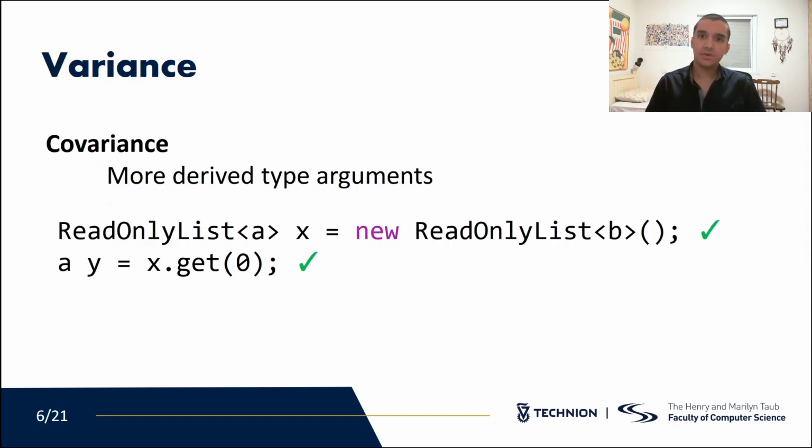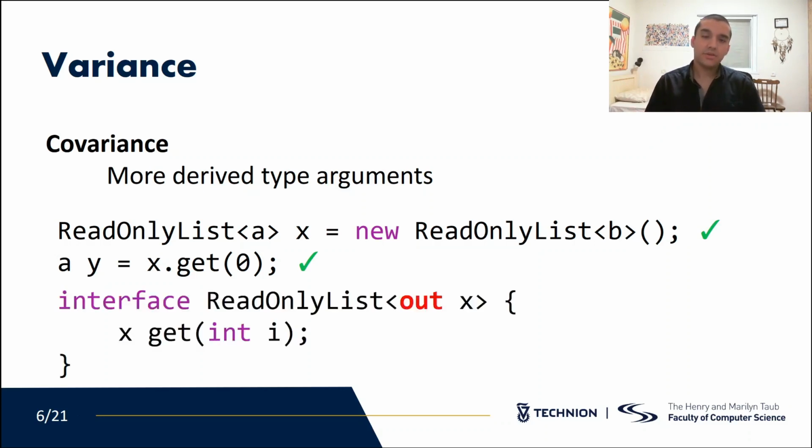Let's say that we do want to implement these covariant and contravariant behaviors. For example, if we can only read from the list, then a read-only list of B's is a read-only list of A's, because when we read a B from the list of B's, this B is also an A. To implement this behavior, we declare that the type parameter of the read-only list is covariant, using a special keyword like out in C#.